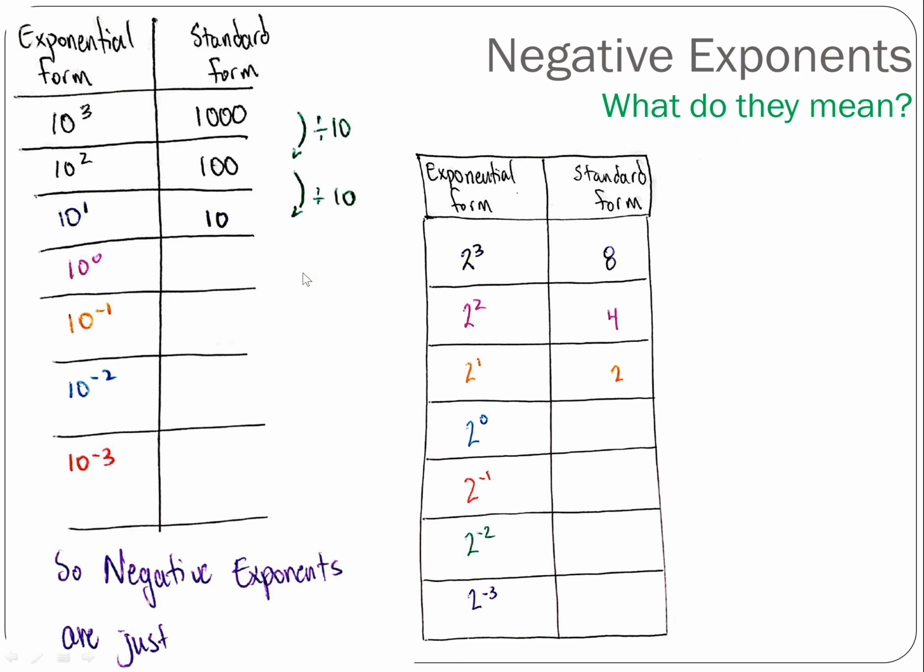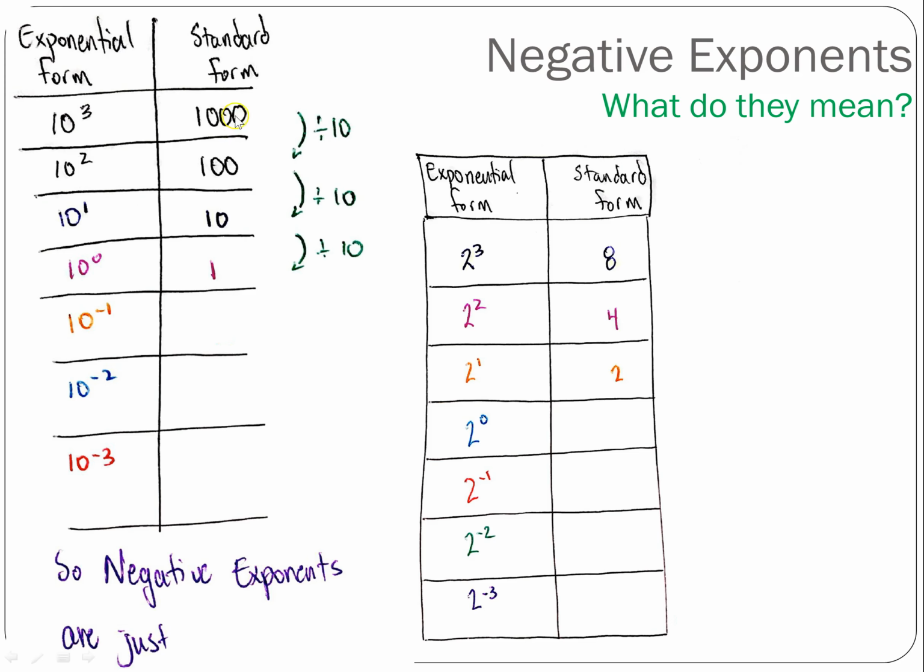Since math is all about patterns, we see that 1,000 to 100 and 100 to 10 are both dividing by 10. So we can guess, and correctly so, that 10 to the 0 can be found by taking my answer for 10 to the first and dividing it by 10. And 10 divided by 10 is the number 1. That's it. Excellent.